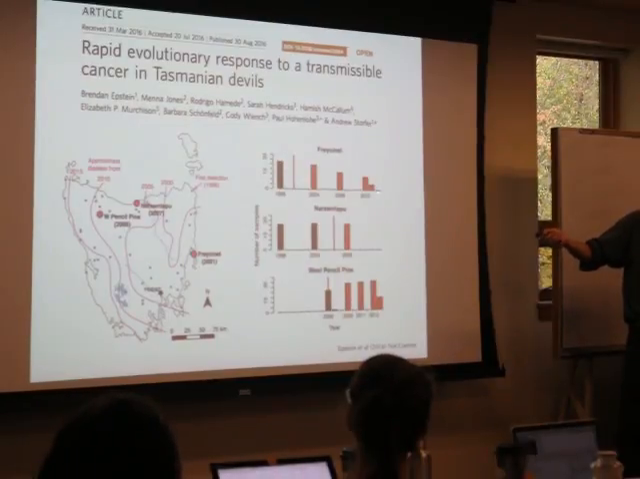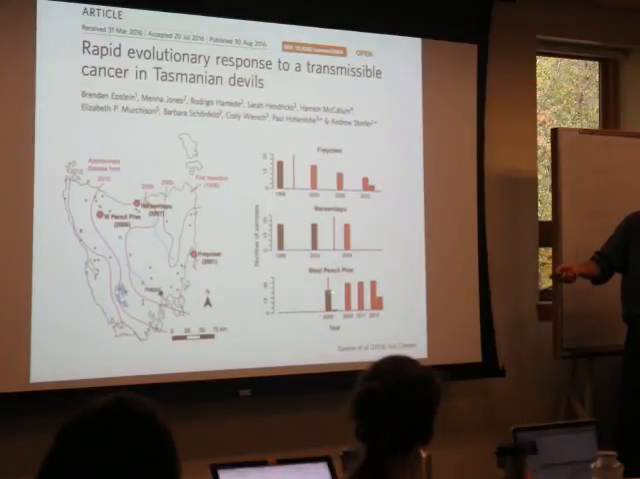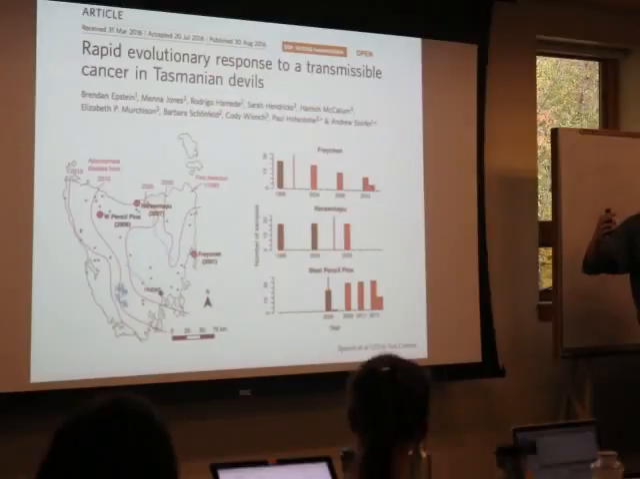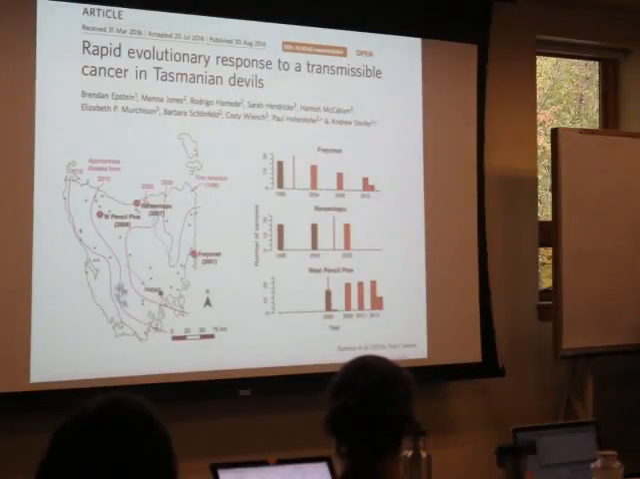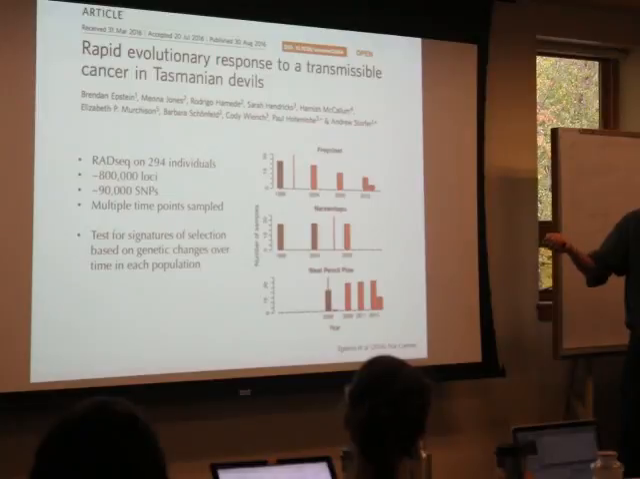So here are our sample sizes. Black is before the disease and red is after the disease in these 3 populations. So we're able to look over time at the genetic makeup of this population. So we did RAD, 294 individuals total across these 3 populations.